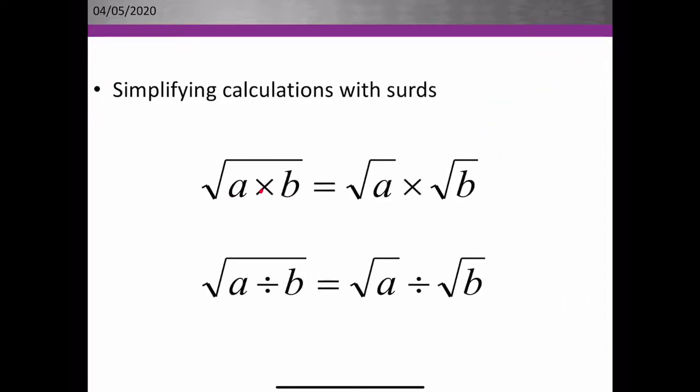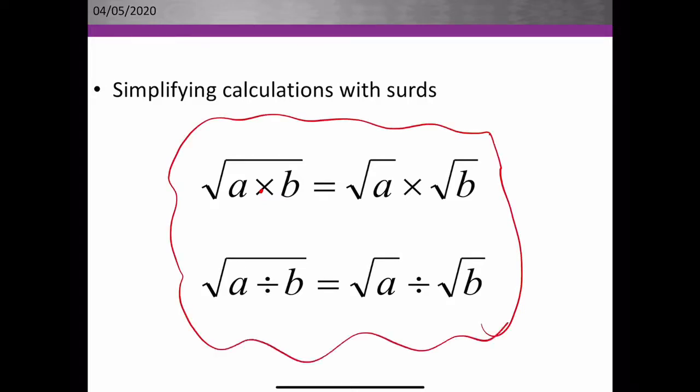So these are the rules that you're going to be using. When you're multiplying and when you're dividing, you can put the two roots together into one, and you can break the one root into 2 or 3 if needed.